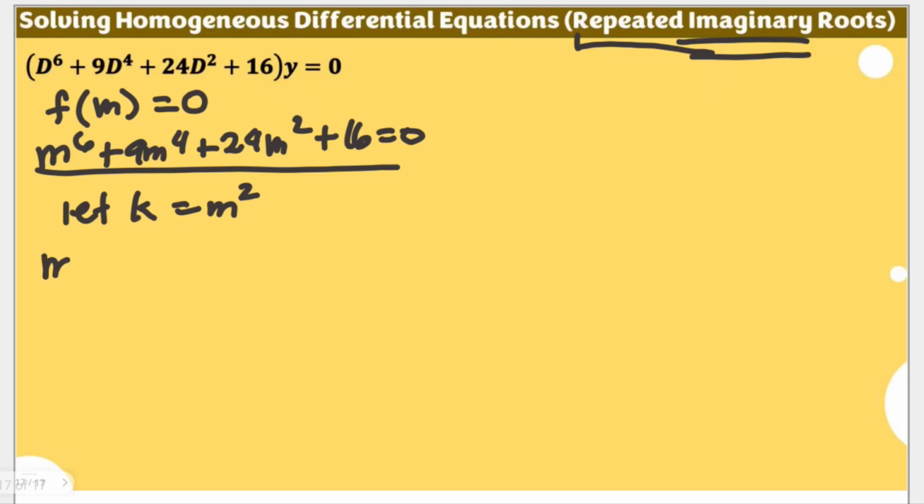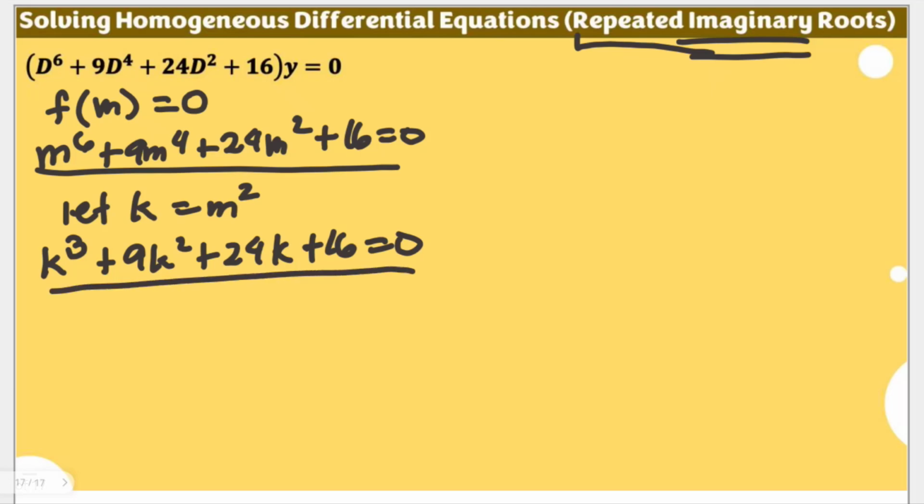You will have k cubed, because your m to the power of 6 has 3 m squareds. Then plus 9k squared plus 24k plus 16 equal to 0. Let's use this, which is easier to look at than the first one. Here, again, you can use different styles of factoring this, but let us assume some values. What if k is equal to 1? Substitute that here, and if it returns 0, then k equal to 1 is a root.